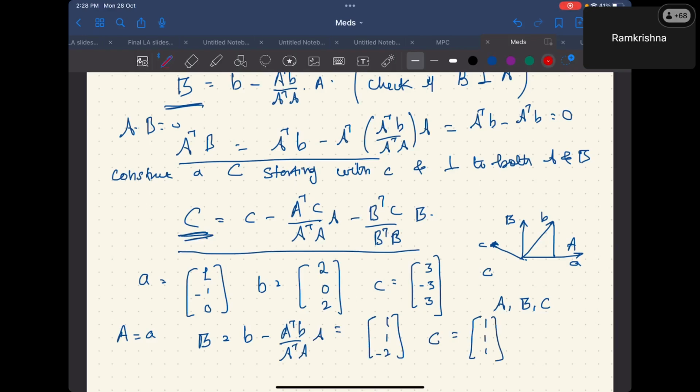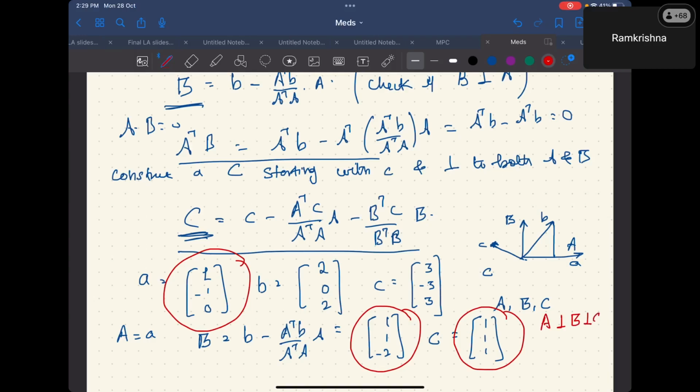So starting from A being 1, -1, 0, just check if A, B, and C are perpendicular to each other. Yeah, this is true, right? So A is perpendicular to B, and is perpendicular to C. Now I can generate Q1 by just dividing this by its magnitude. So this will be 1 over square root 2, 1 over square root 6, 1 over square root 3. This will be my Q1, Q2, and Q3.